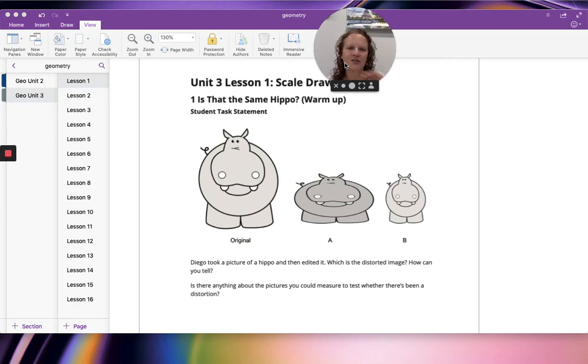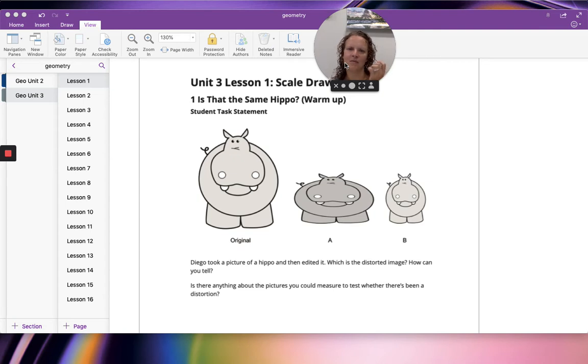Hey there, geometry. We are starting Unit 3 today. Isn't that exciting? Unit 3 is all about similarity. We've been talking about congruency for basically 2 units, and now we're going to take what we've learned about congruency and apply it to something called similarity.